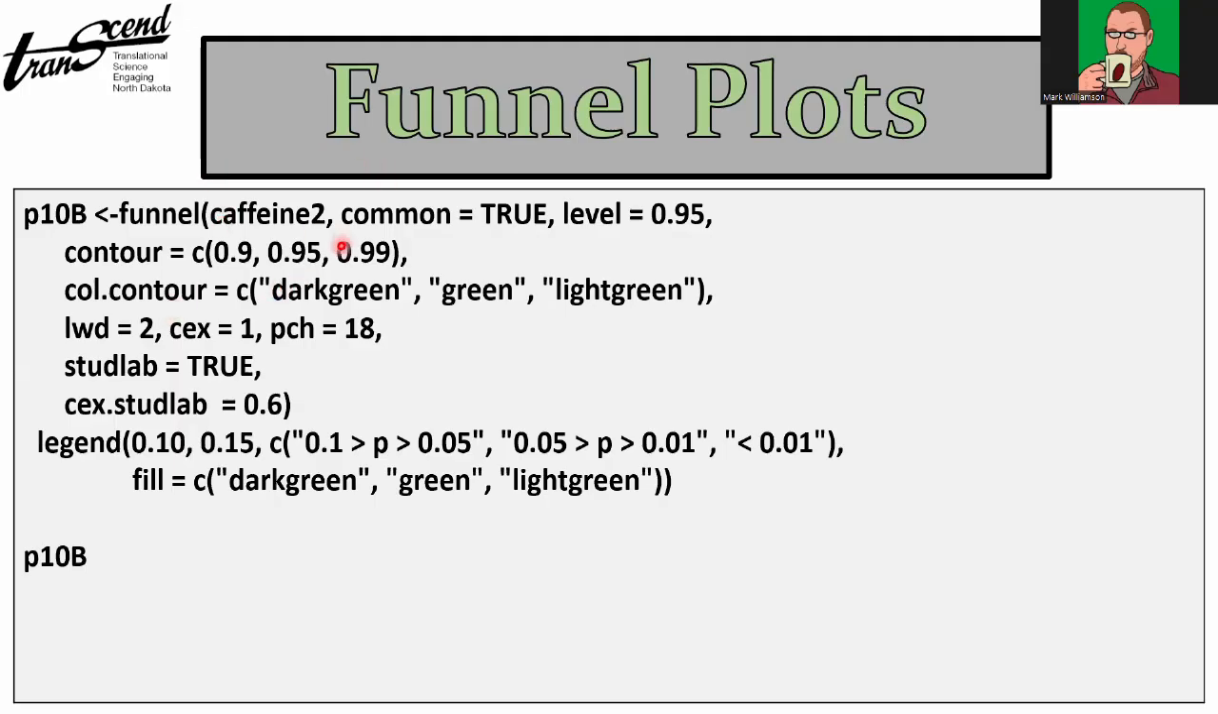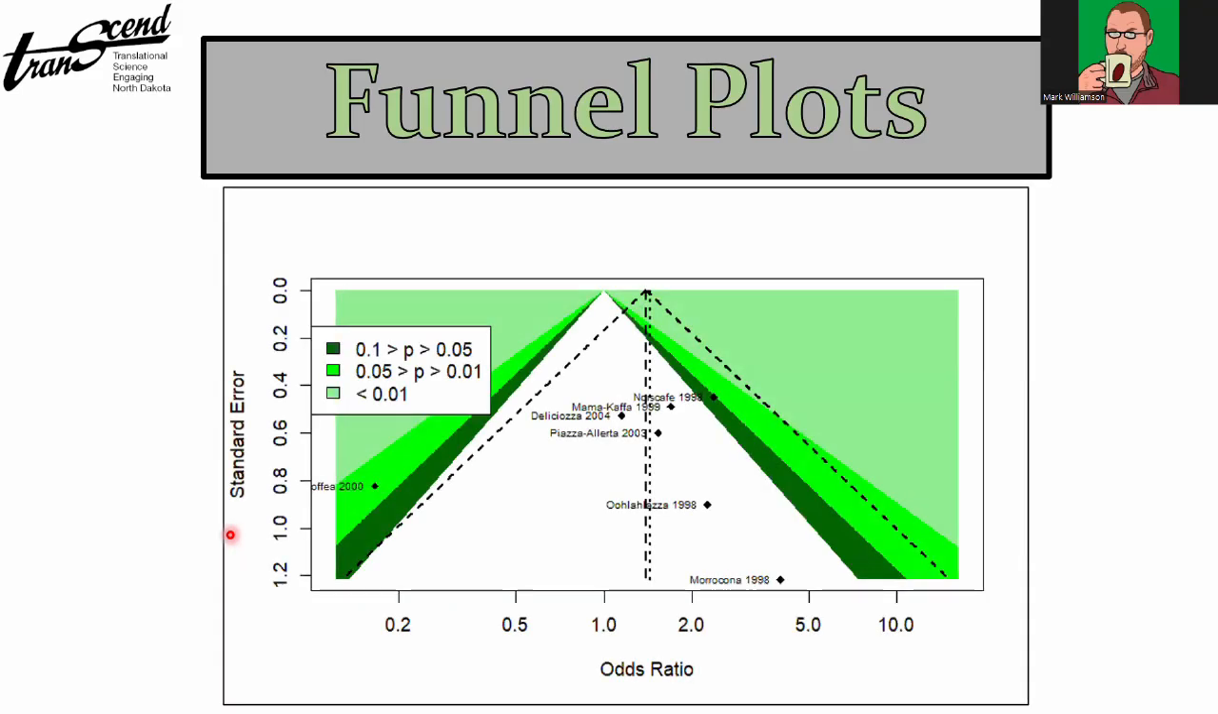So you can use caffeine2. You can use different levels. You can add contours. You can color the contours. You can change how your points look. You can change the size. You can change the shape. You can add a legend. If you do all that, you can get something like this. You can see here that there's an outlier over here.